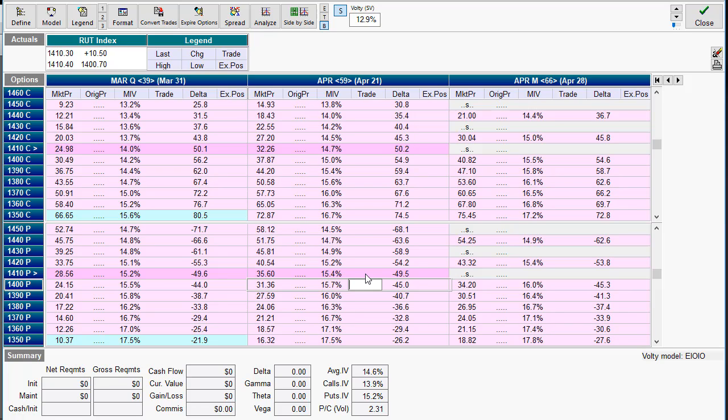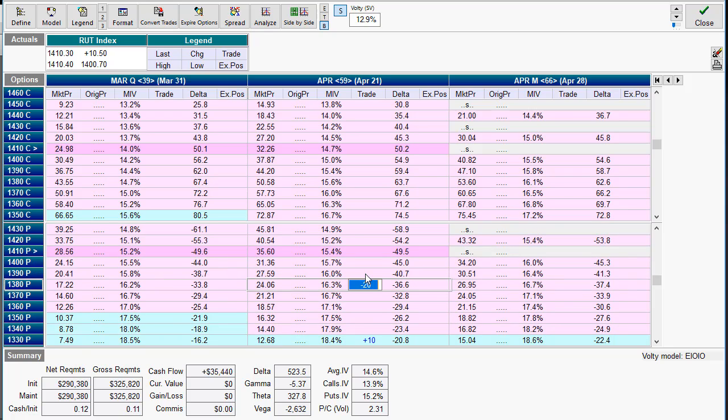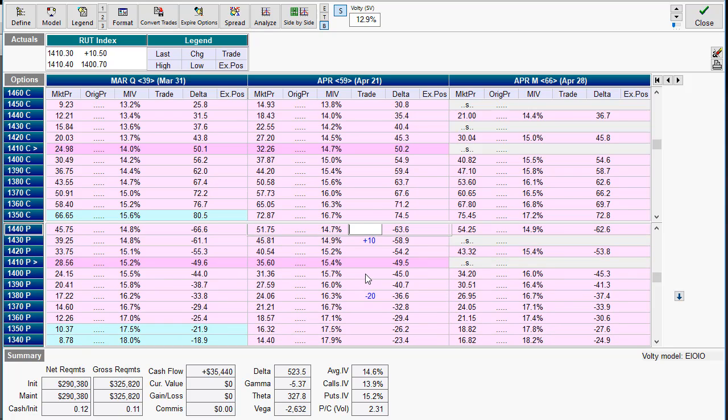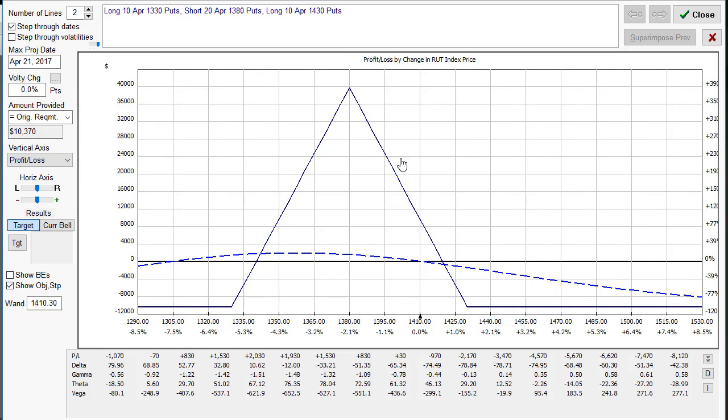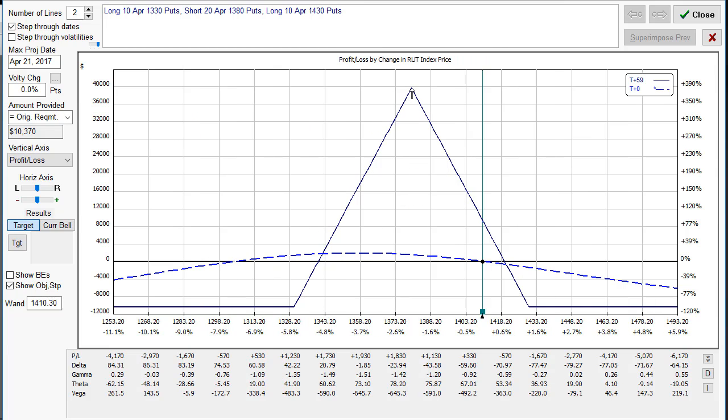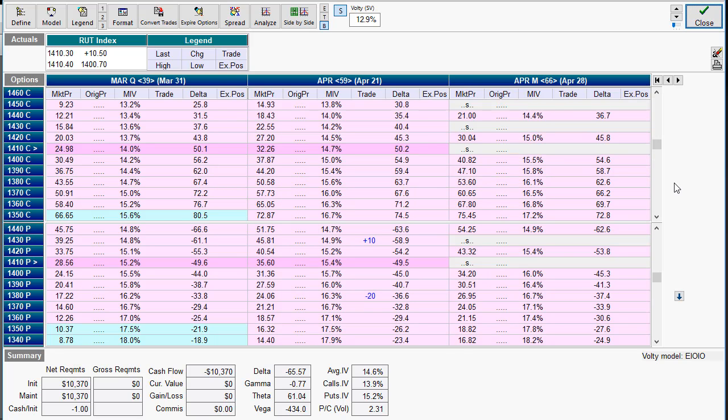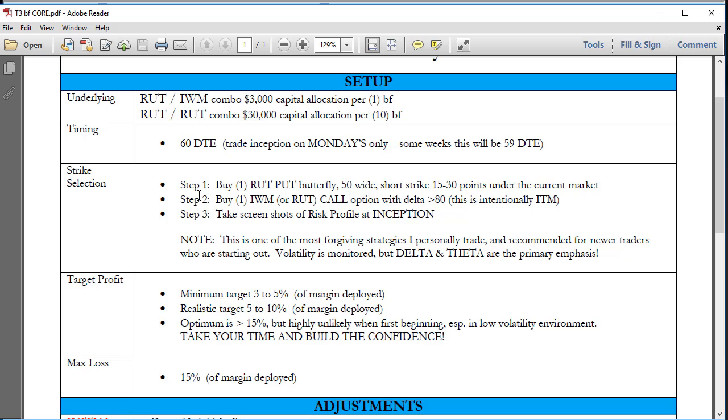If the Russell closes the day at 1410, we can go right here at 30 points under the market. We can say I'm going to sell 20, 1, 2, 3, 4, 5, buy 10, 1, 2, 3, 4, 5, buy 10. All right, so that is a 50-point wide wing butterfly. That's 50 points between the wing widths, balanced legs, short strike is 30 points under the market. Okay, so that is step one.